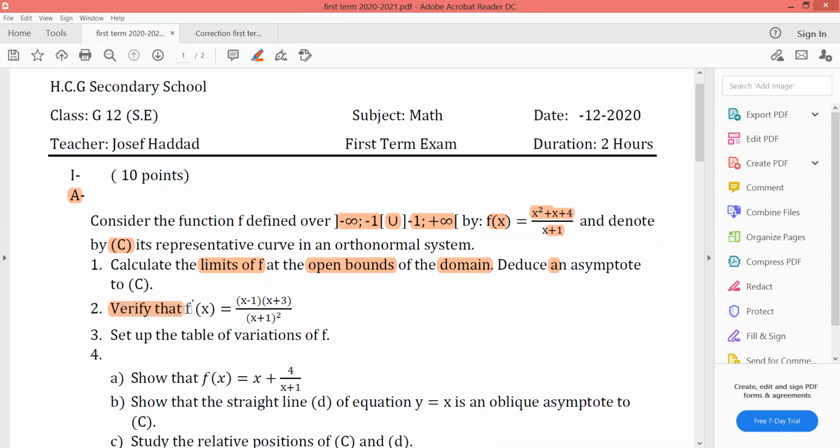Verify that f prime of x equals (x minus 1)(x plus 3) over (x plus 1) squared. As you notice here, f(x) is of the form u over v. u is x squared plus x plus 4. u prime, the derivative of x squared plus x plus 4, is 2x plus 1. And v prime, the derivative of x plus 1, is 1. So the derivative of u over v is u prime v.